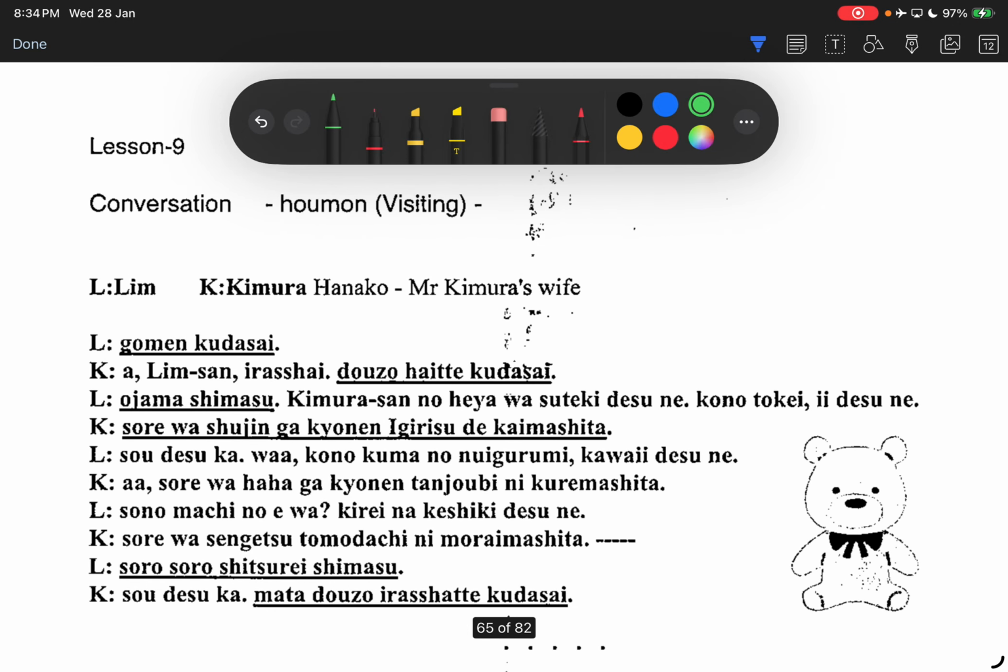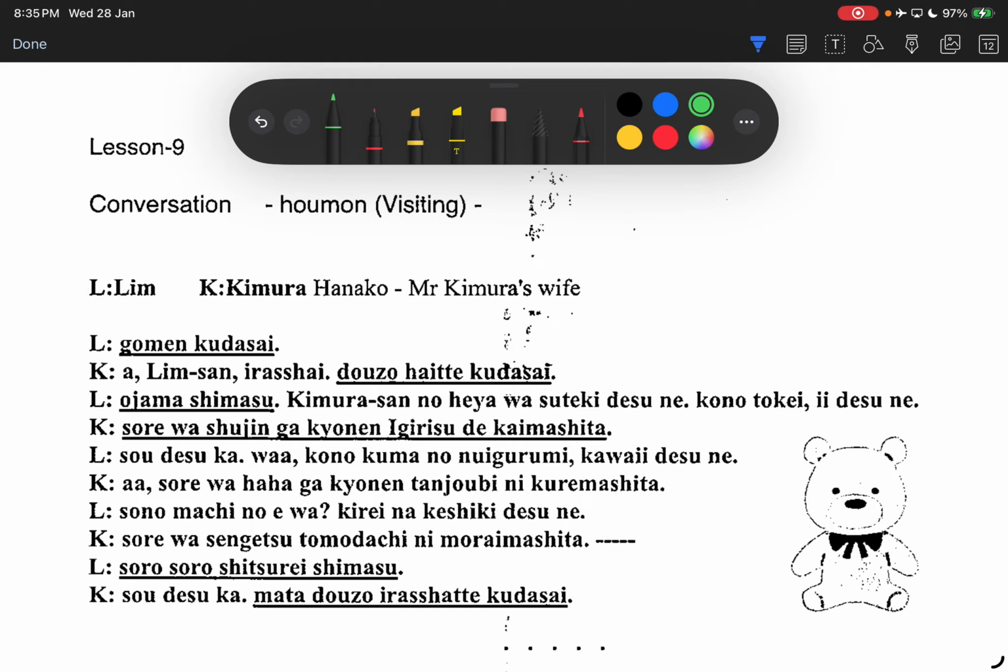Okay, listen to me. So between two persons, Rim-san and Kimura-san, wife. Right, so L says, Gomen kudasai. So gomen kudasai is like a combination of gomenasai plus kudasai. Gomenasai means apology, sorry. Kudasai is like please. So it's like sorry please, and you can think of it as somewhat like excuse me.